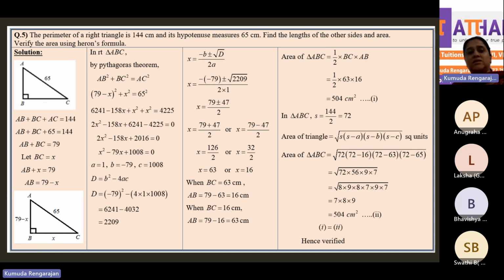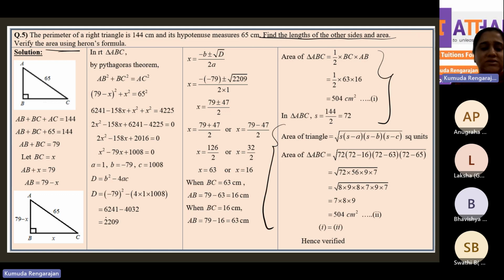Now find the area. That's the question. Find the lengths of the other sides and the area. So half base and height and find the area. Verify this answer using Heron's formula. So again, find the area using Heron's formula. You will see that both the values are the same.